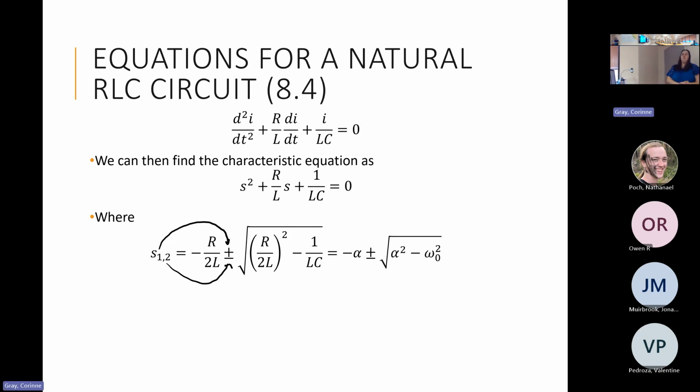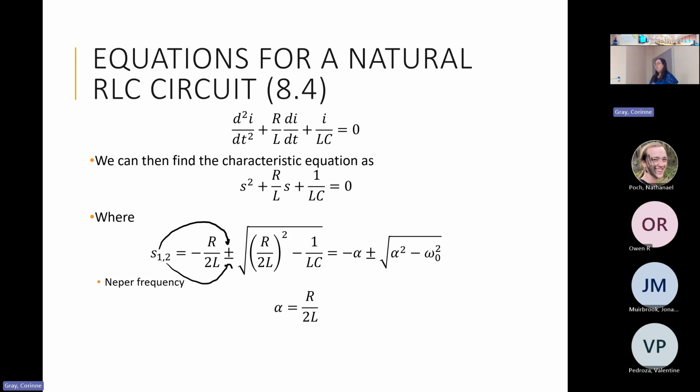And again, engineers, it's not just engineers, it's really just anybody who has to write the same stuff out multiple times, gets lazy. And so instead of writing out all of these terms every time, we see that they're replaced with alpha and omega naught, where alpha is referred to as the Neper frequency. This is one of the frequencies. So it's not the frequency of the source, but it is one of the frequencies that is going to tell us what type of damping we're going to have in our circuit. We'll talk about damping a little bit more on the next slide.